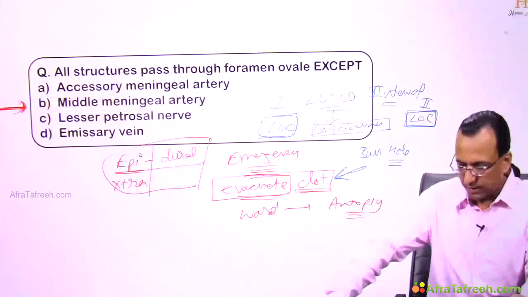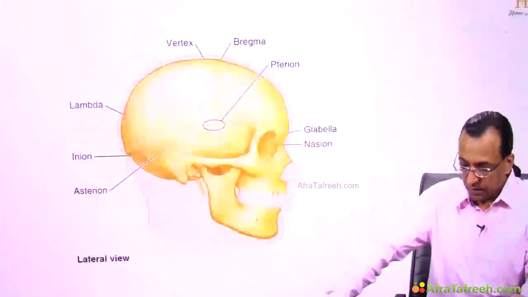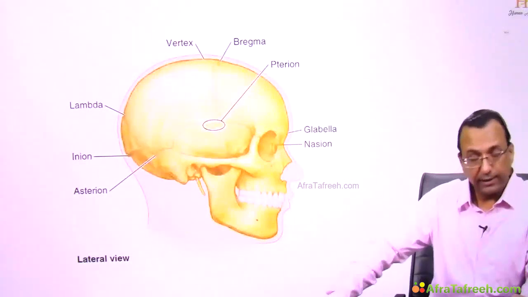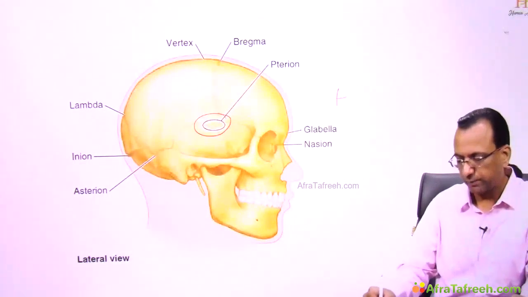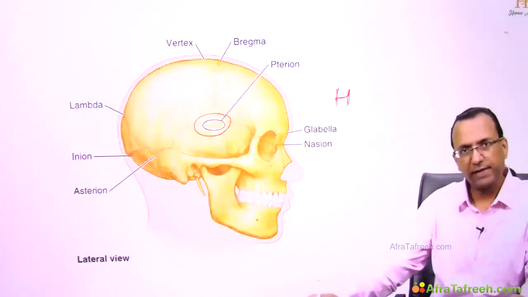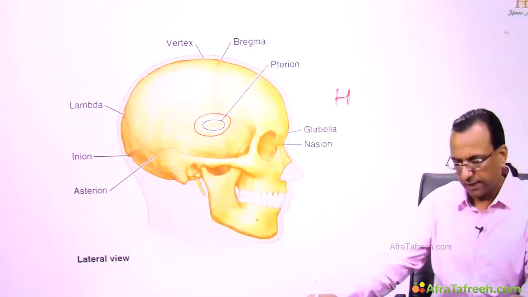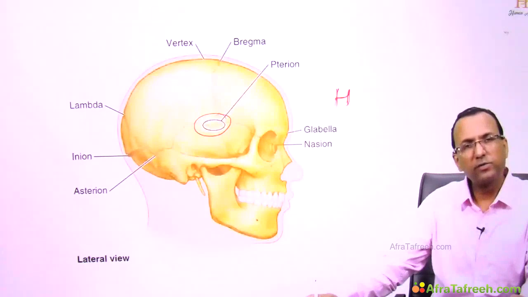Anyway, let us discuss the details now. This is the pterion. What is pterion? Pterion is an H-shaped suture. If you say pterion is an H-shaped suture, can you tell me which four bones are contributing?